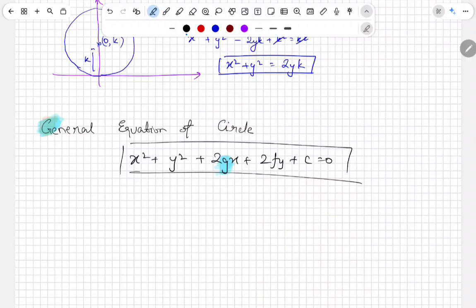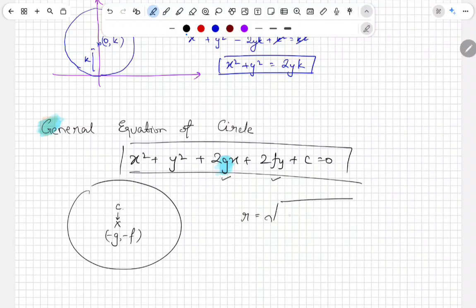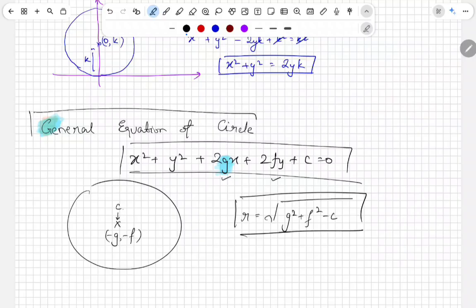Now if this is my equation of the circle, the coordinates of the center are going to be (−g, −f). We can calculate g and f from this equation and we'll get the coordinates of the center. If I have to find the radius, it will be given by the formula √(g² + f² − c). This formula is used to find the radius of the circle when the general equation of the circle is given.